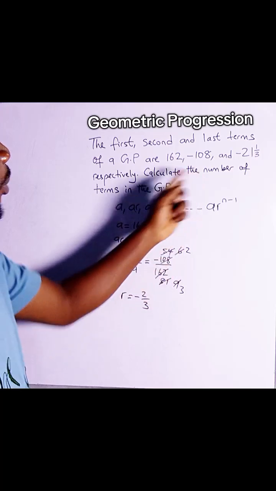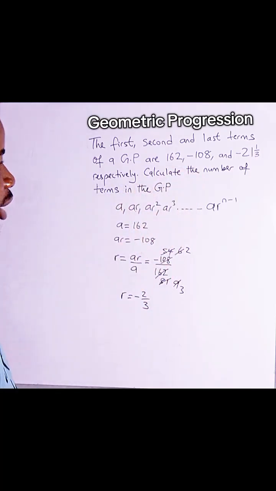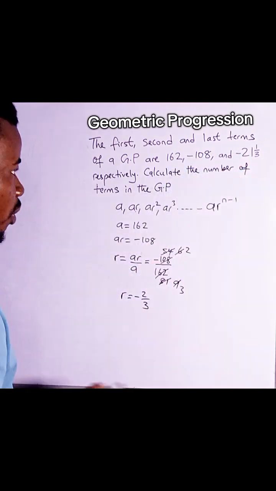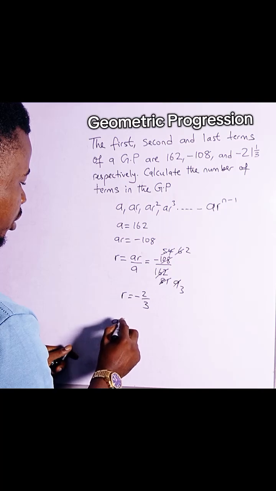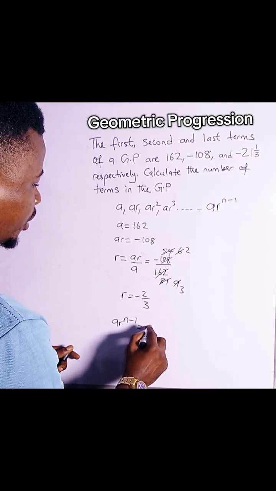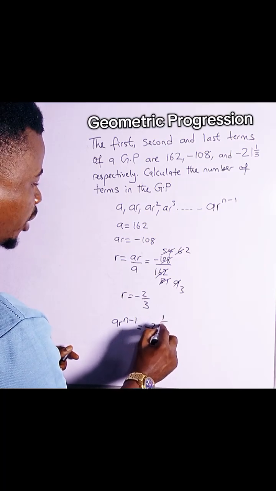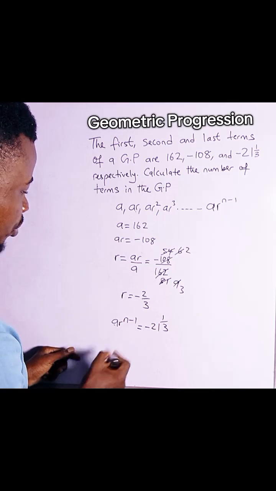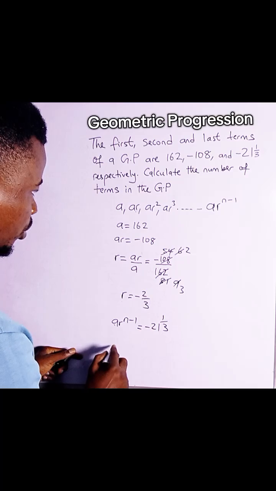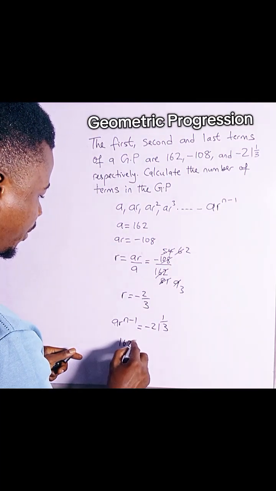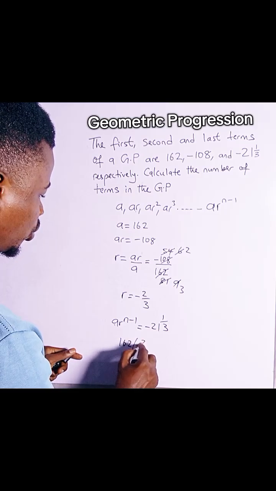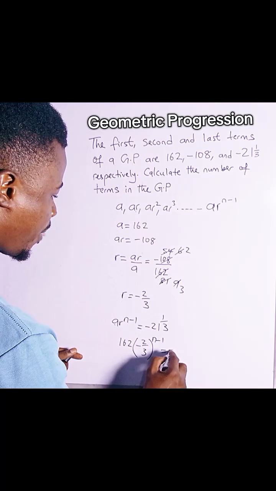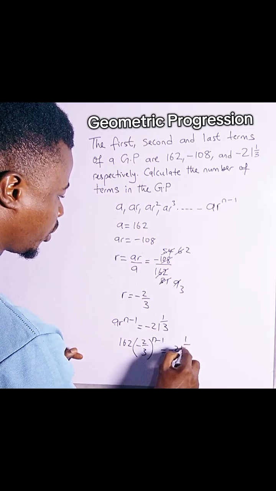Now the question is to find the number of terms in the GP. So how do we do that? We use the nth term, which can be our last term. So our nth term, AR to the n minus 1, is equal to minus 21 whole number 1 over 3. Then we know our A, and we have calculated our R, so we just substitute. Our A is 162. So we have 162 times our R, minus 2 over 3 to the n minus 1, is equal to minus 21 whole number 1 over 3.